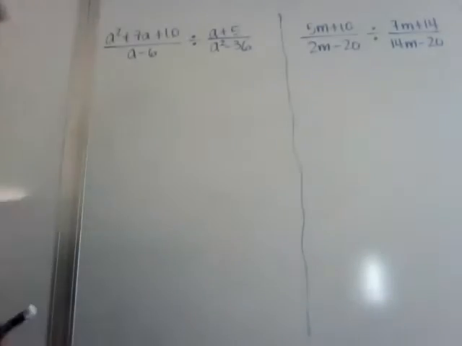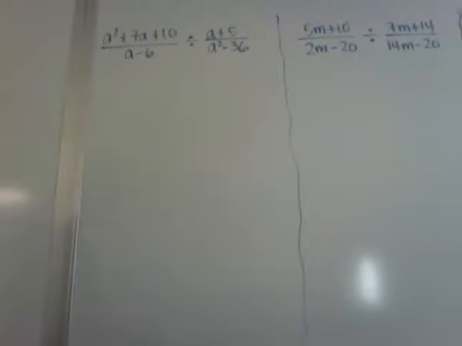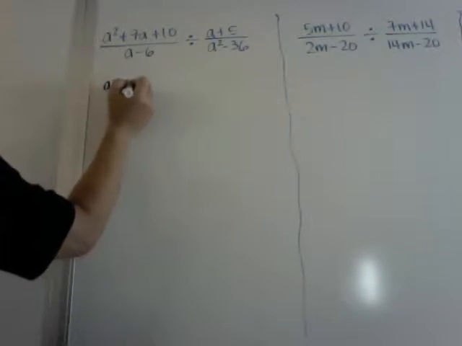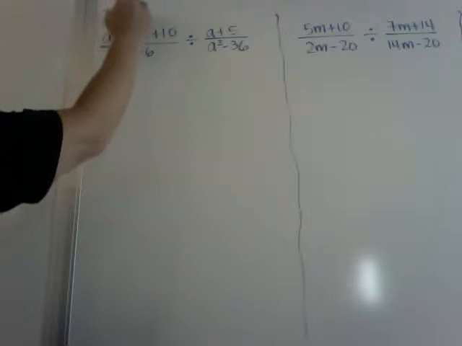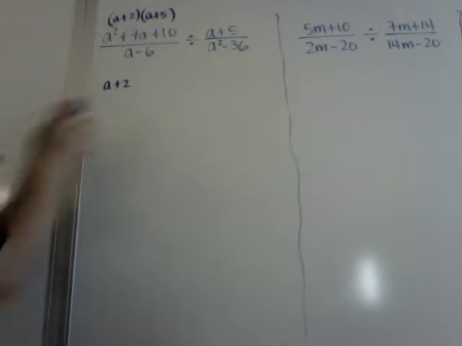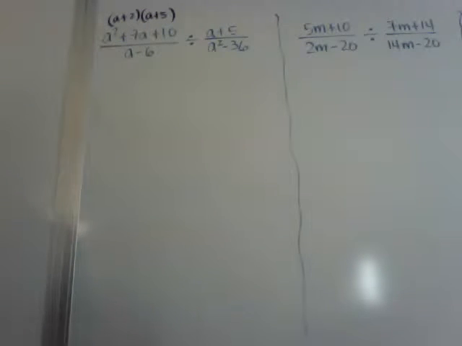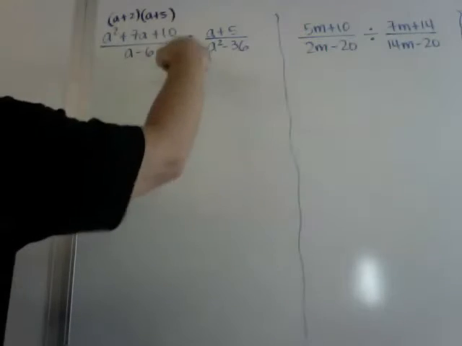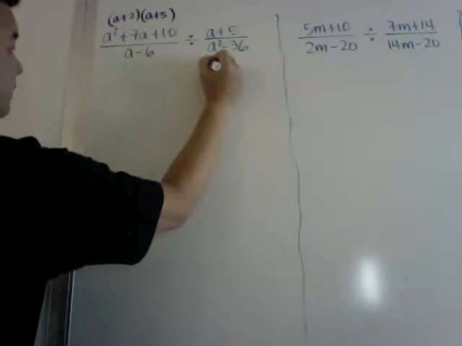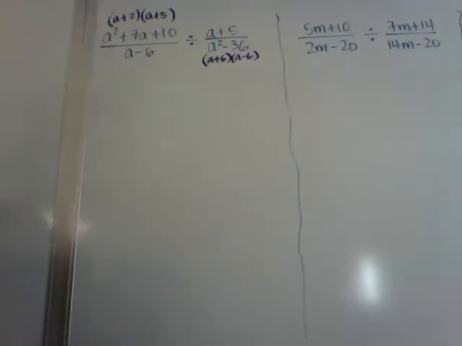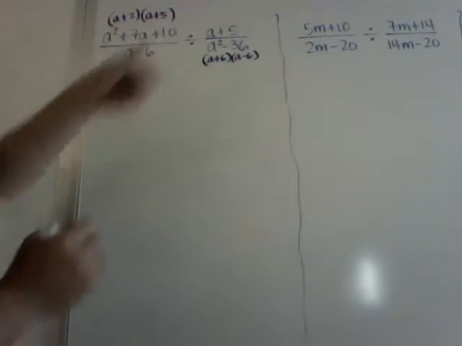So I'm going to factor the left side to a plus 2 times a plus 5. The bottom, there's nothing I can do with that. And then I am going to flip it since it's dividing. I want to flip it by multiplying by the reciprocal. But what I'll do is I'll factor it out first, that way you can see what I did. And now I'm going to flip this and multiply it.